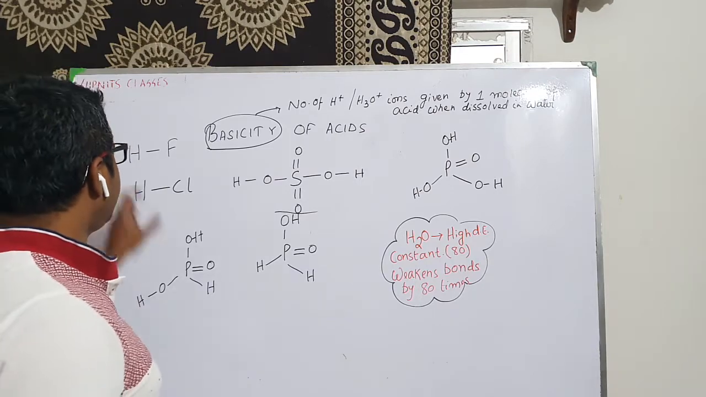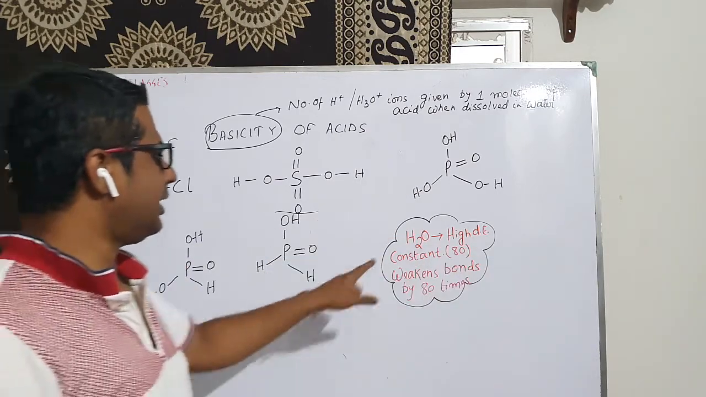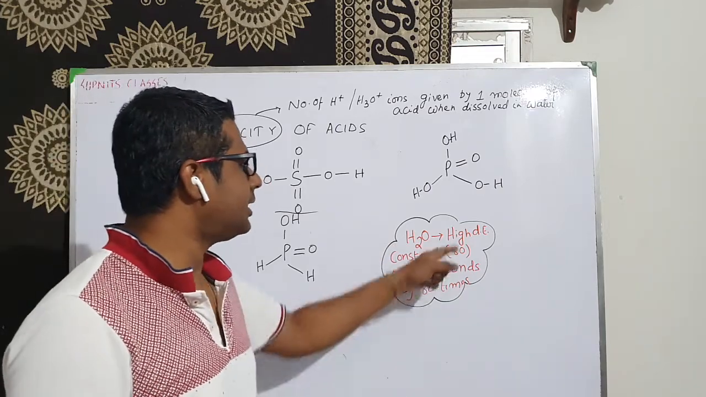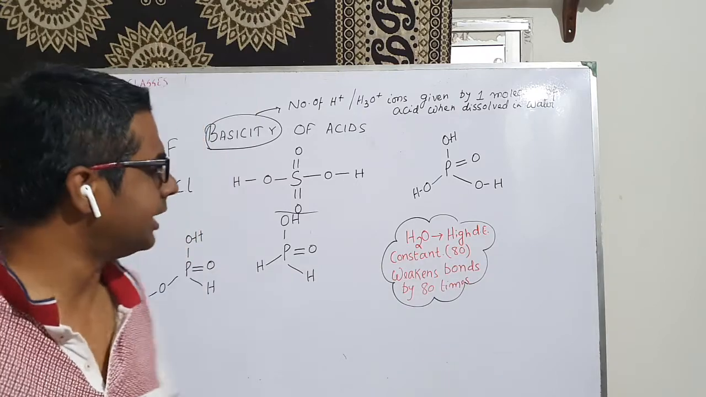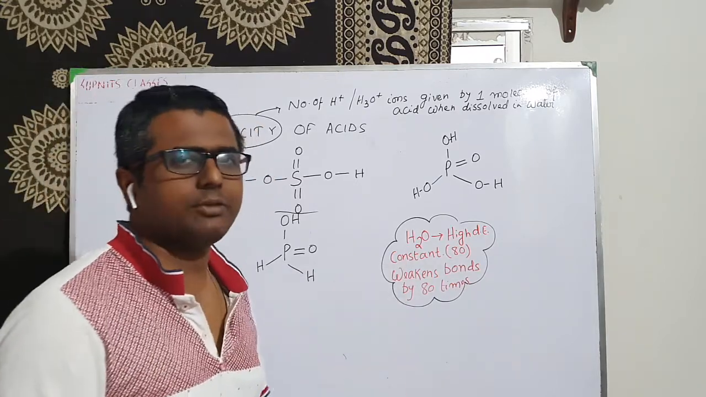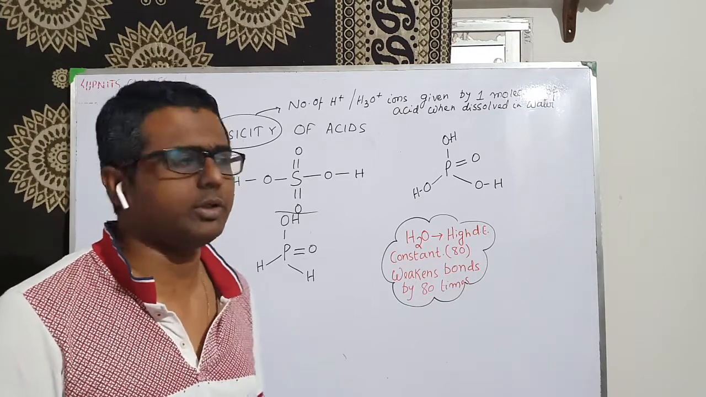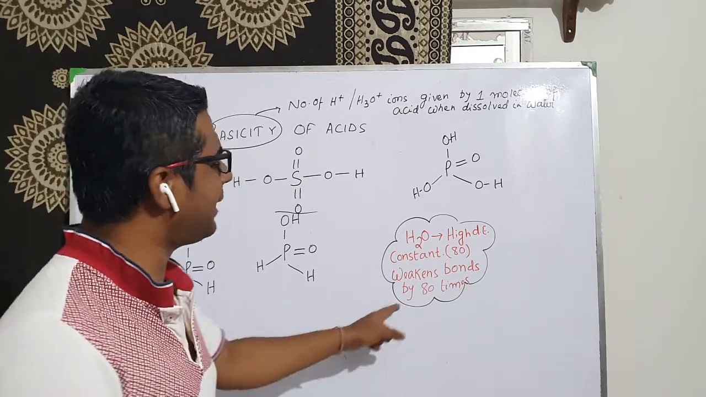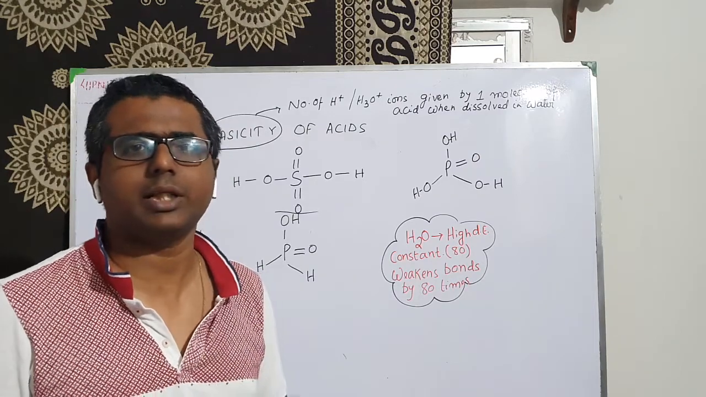So first of all, I have to dissolve this acid into water. Water has a very specific property, that it has a high dielectric constant. Dielectric, I have written D dot here, constant. The value is 80. What does this mean? It means it tends to weaken the bonds between various atoms by 80 times. It weakens the bond between two atoms by 80 times.